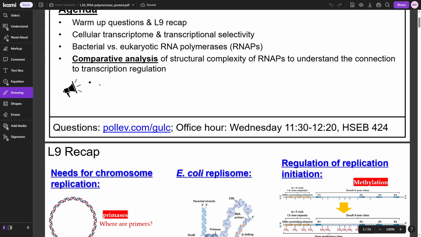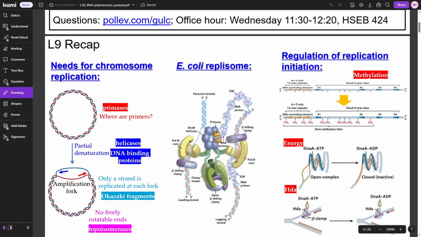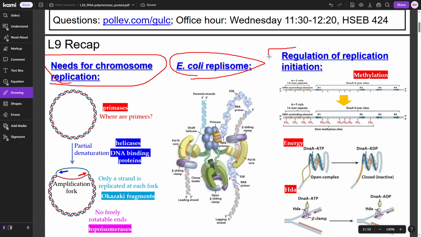Talked about this in Lecture 9. In Lecture 9, we talked about replication. I talked a lot about these two. And then this, I didn't really talk about too much.